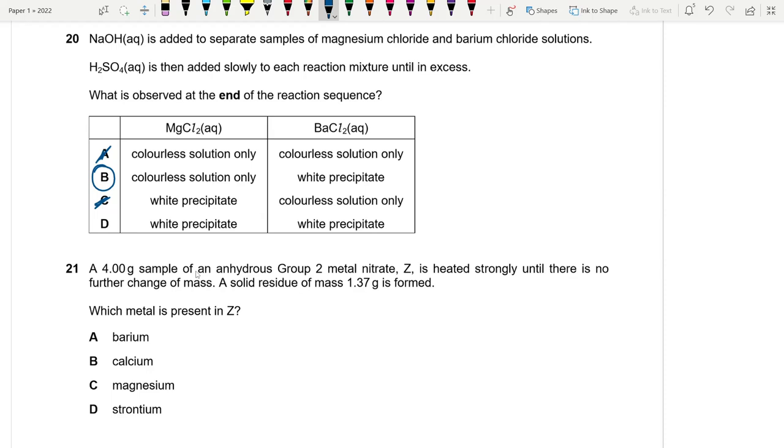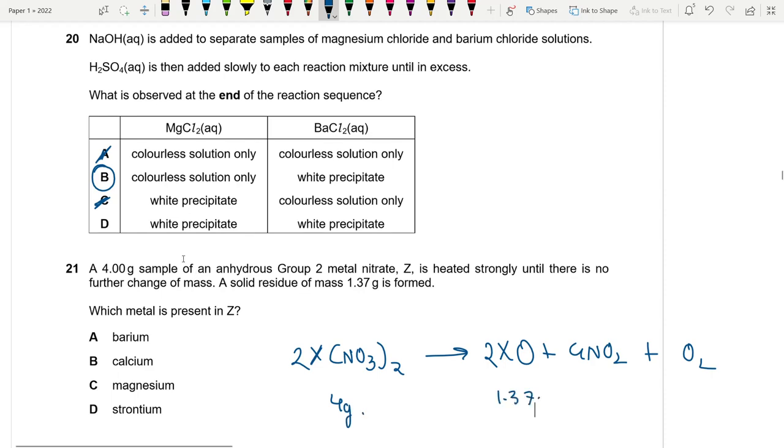Okay, let's try trial and error. So we have a group 2 metal nitrate, XCO3. Oh, nitrate, right? Sorry. It decomposes to the oxide plus 4NO2 and O2. So this is 4 grams. This is 1.37 grams. So we've got to check this, okay?